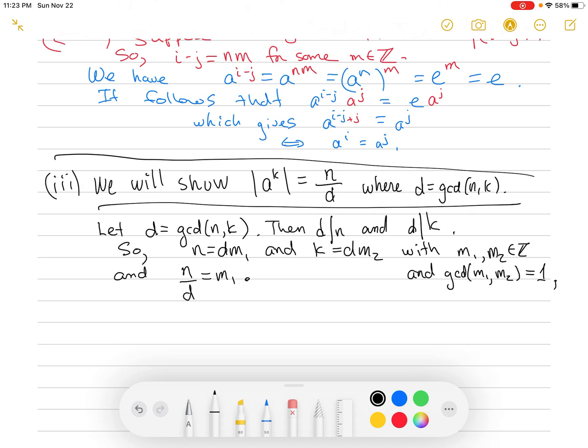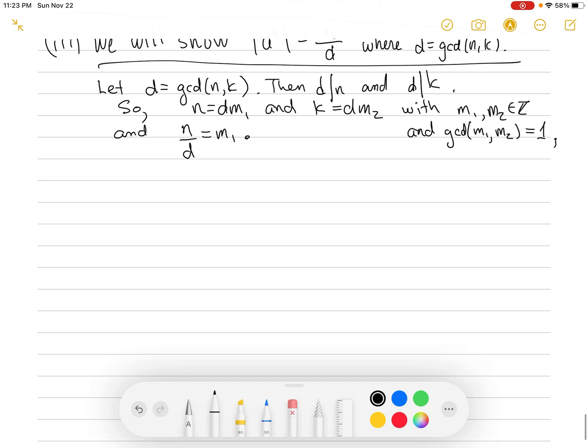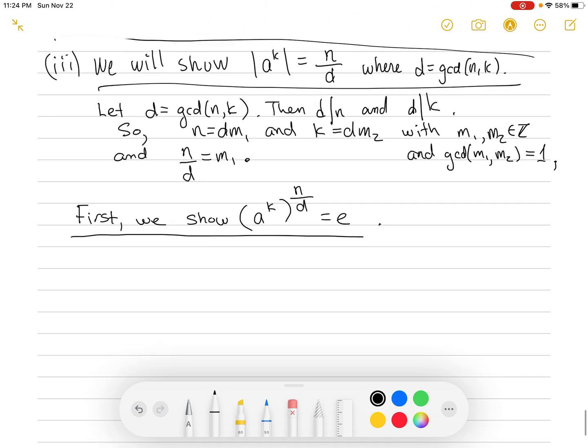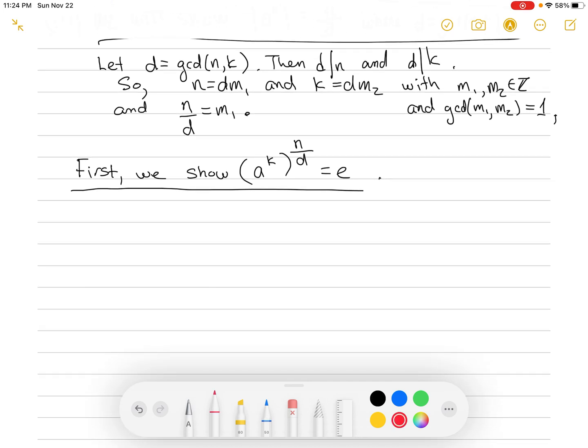Okay. So when you're showing something has order n over d, first you're going to show a to the k, when you raise it to n over d, gives you the identity. That's the first part. So first, we show a to the k raised to the n over d gives you the identity. That's the first thing we have to show if we want to show a to the k has order n over d. Let's do that. That's the first step.